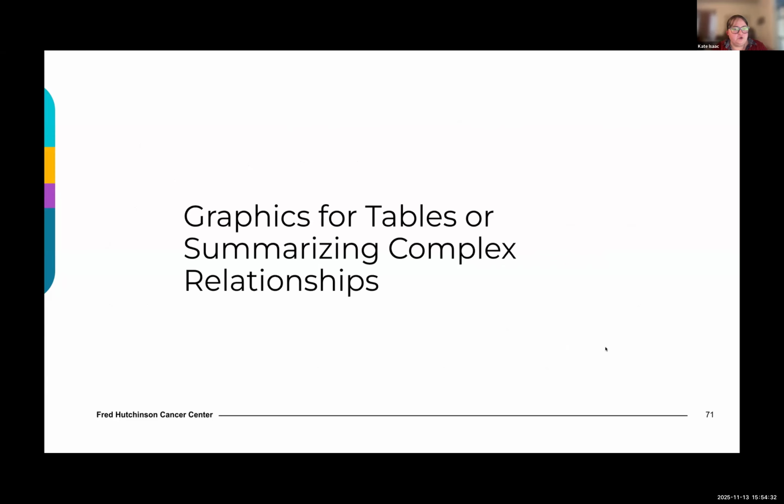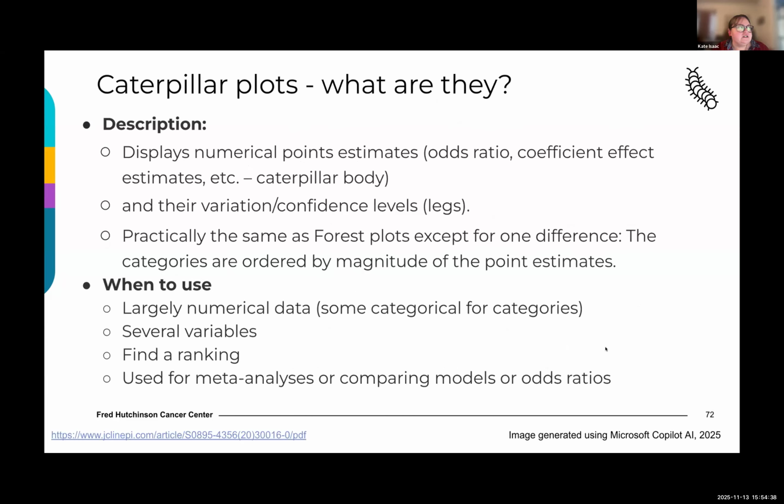The final 2 plot types we're going to look at are more like graphics for tables or summarizing complex relationships. The first of these is caterpillar plots. Caterpillar plots are going to look like a caterpillar when you look at them because they have numerical point estimates that are the caterpillar body. These might be odds ratios, coefficient effects, things like that, as well as their variation or confidence levels, which are going to be the legs of the caterpillar.